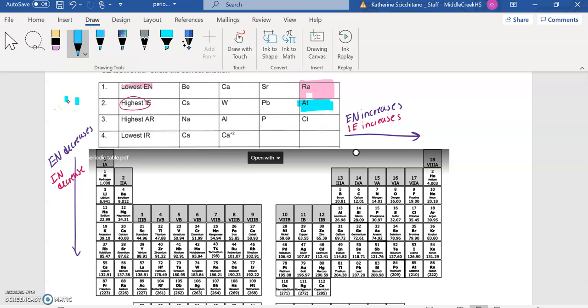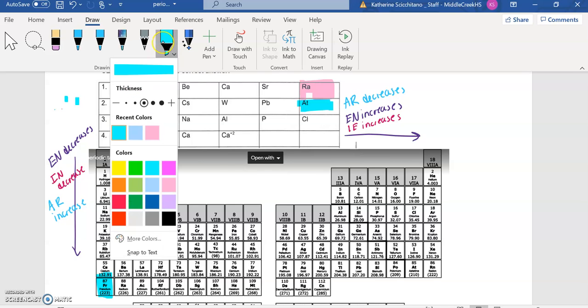All right, so this one asks for the highest atomic radius. So atomic radius follows a different pattern. So atomic radius decreases going left to right, and it's going to increase going from top to bottom. So if I want the highest atomic radius, we know that it increases going down and decreases going left to right. So that means that our highest is going to be francium.